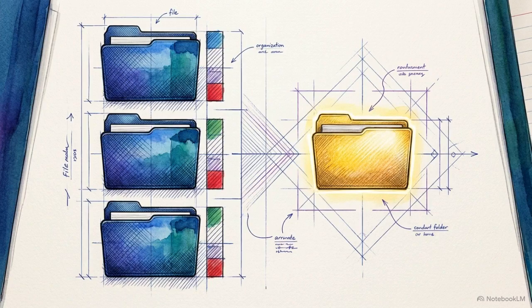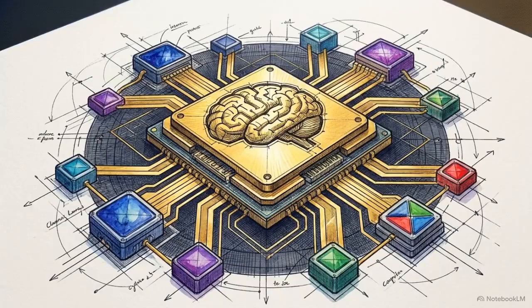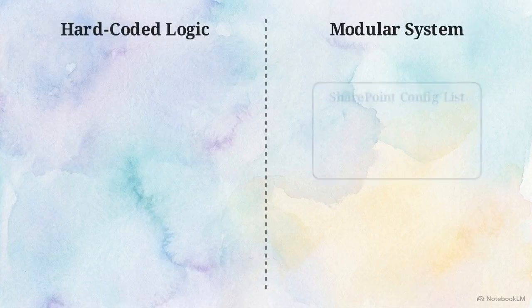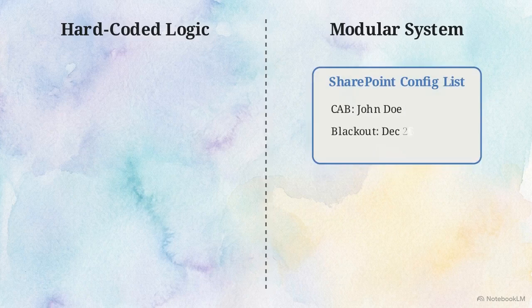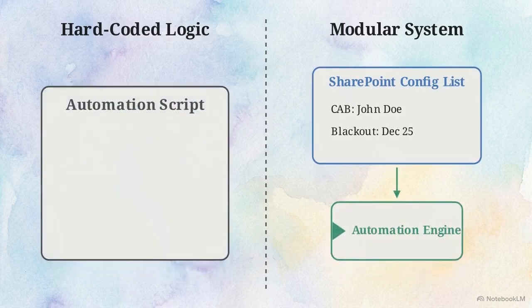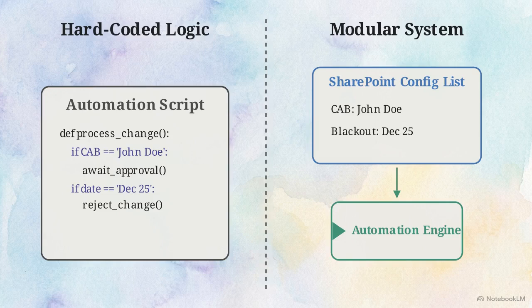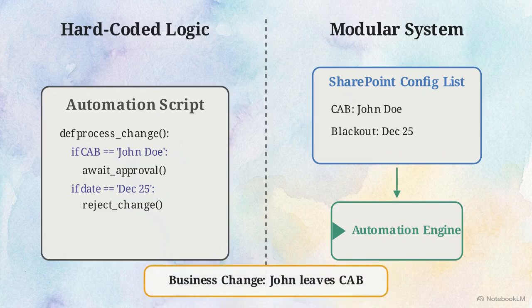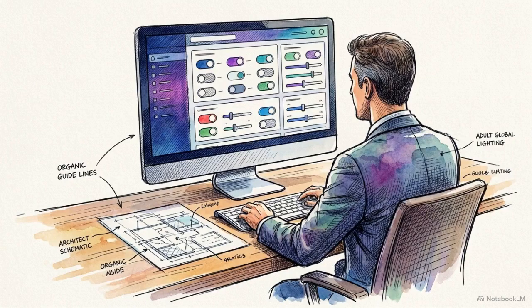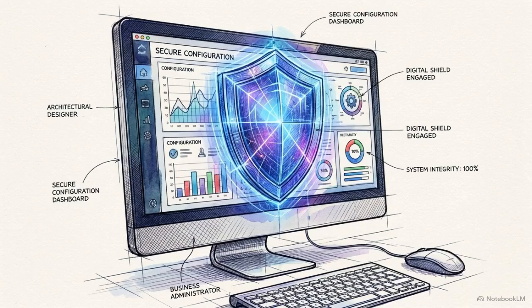Alongside those data lists, we create a dedicated change configuration list. This acts as the central brain for the system's business rules. This configuration list holds variables like CAB members and blackout dates. Keeping them here prevents developers from writing those rules directly into the automation logic, where they become brittle and prone to breaking. By extracting configuration from the automation layer, administrators can update the rules whenever the business evolves, without ever needing developer intervention or risking the core workflow.